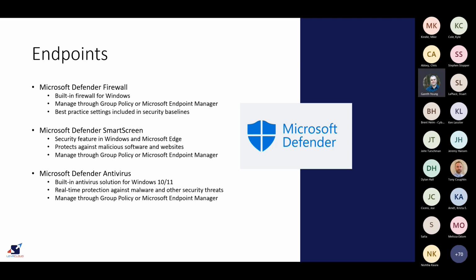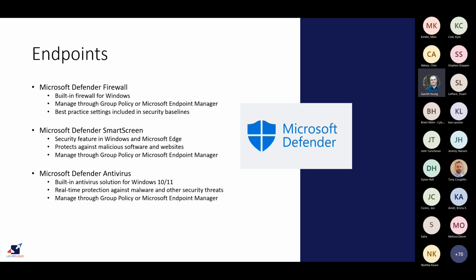Defender SmartScreen. This is another one that's built into Windows and Microsoft Edge. The idea with that is it looks at the different websites you're accessing and it'll try and safeguard users from downloading malicious software or accessing malicious websites. And it'll warn them if they try and do that. That's native in Windows. You just have to make sure it's turned on, again, by group policy or Intune.